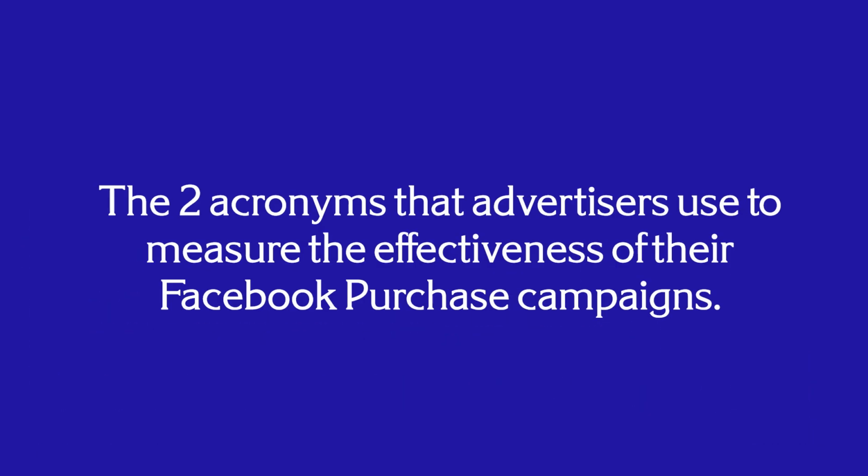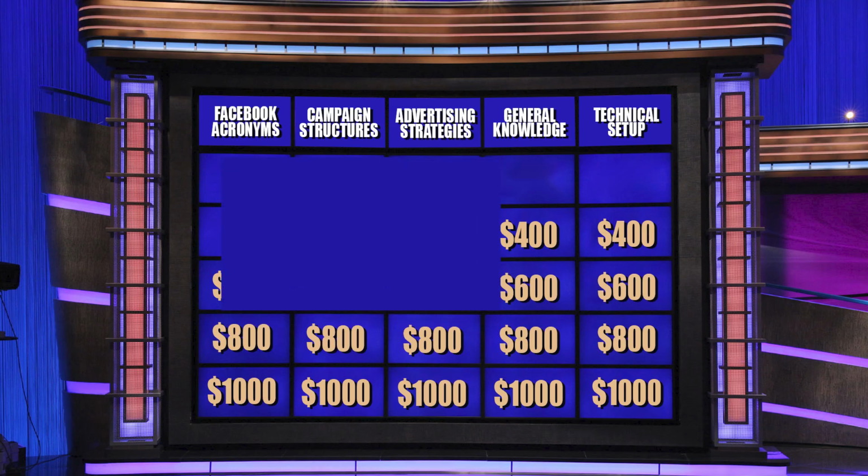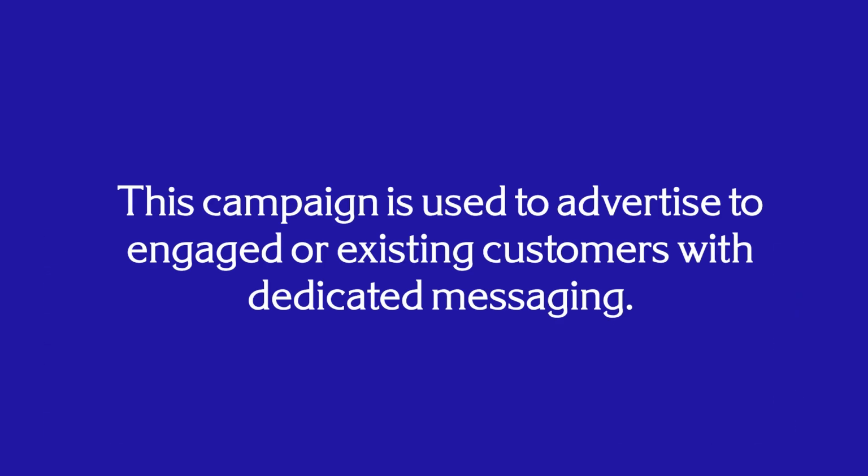The 2 acronyms that advertisers use to measure the effectiveness of their Facebook purchase campaigns. What is ROAS and CPA? Next up in the 400 round, campaign structures. This campaign is used to advertise to engaged or existing customers with dedicated messaging. What is a retargeting campaign?